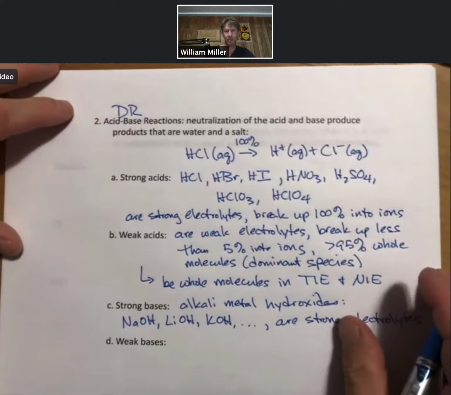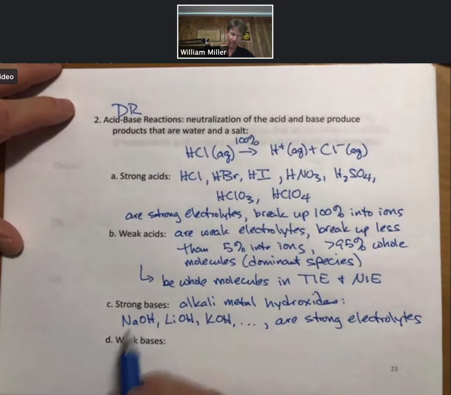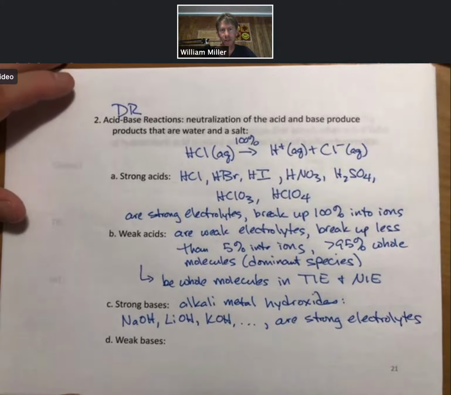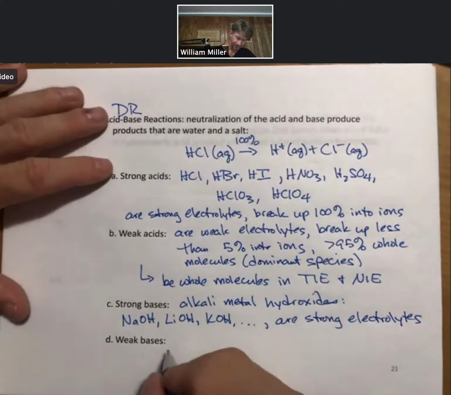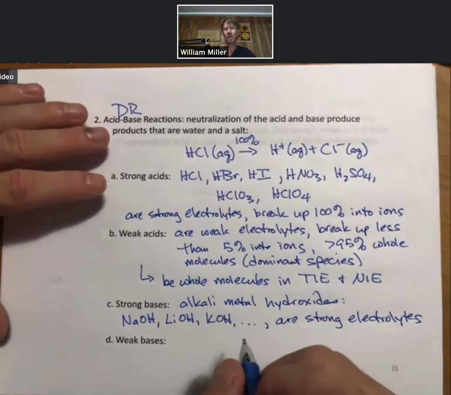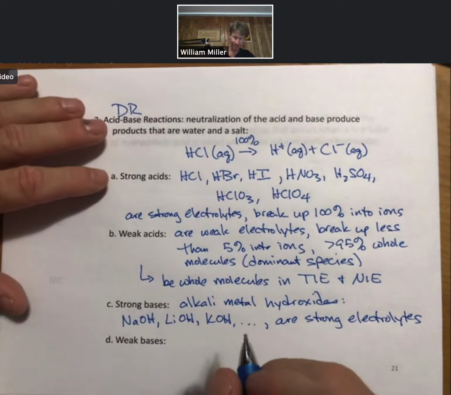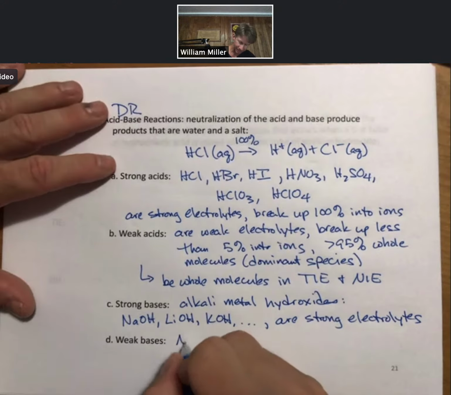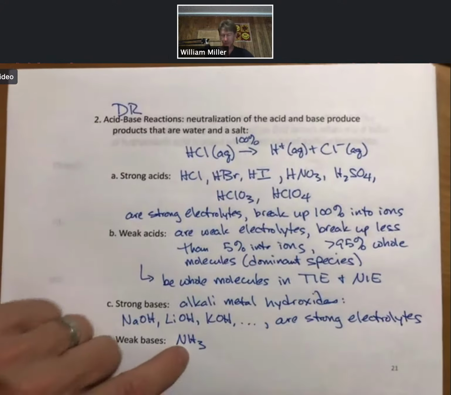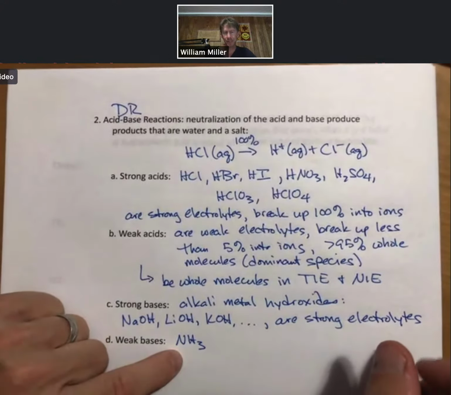They break up 100% into ions. Sodium hydroxide breaks up into sodium ions and hydroxide ions. Now, weak bases, there are also a lot of weak bases. Again, we are going to limit ourselves when we look at the bases. First off, you must know that ammonia is a weak base.